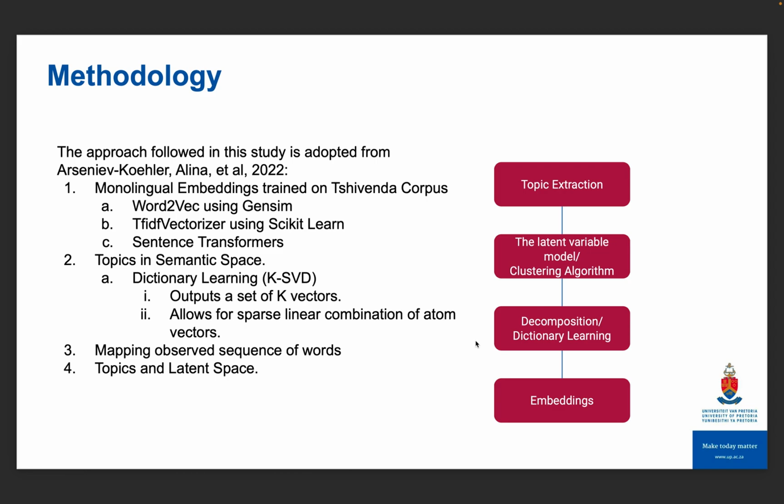And this then allows us to represent these topics as a linear combination of atom vectors. After that, we map the observed sequence of words back to the semantic space and vice versa. The picture on the right represents the step-by-step process that is followed.